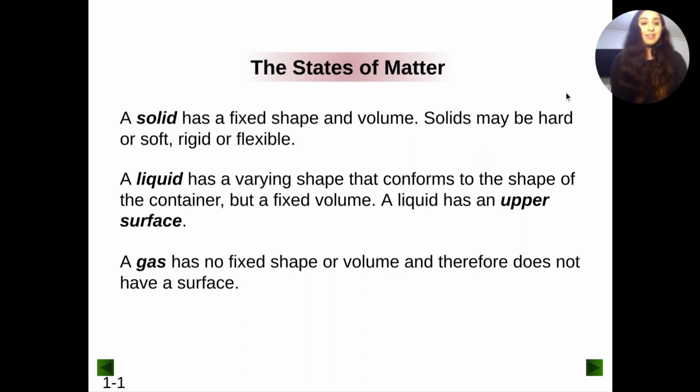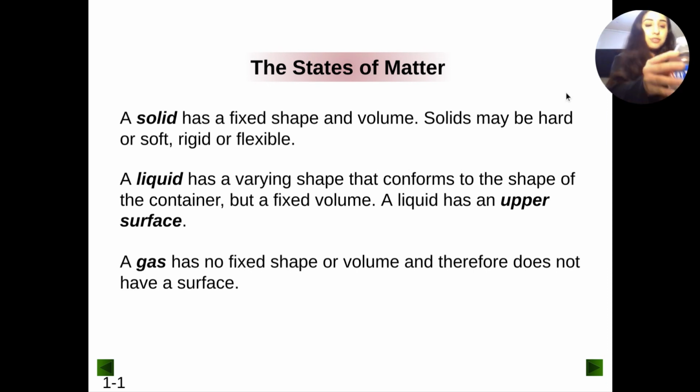A liquid, like in this bottle of water, you can see it's moving around, has a varying shape that conforms to the shape of whatever container it's in. So like here it'll be this, here on the floor it'll spread out, but it'll still be the same amount. You could put it in a cup and it would still be 16.9 fluid ounces. Regardless, it has the same volume, but it'll change shape.